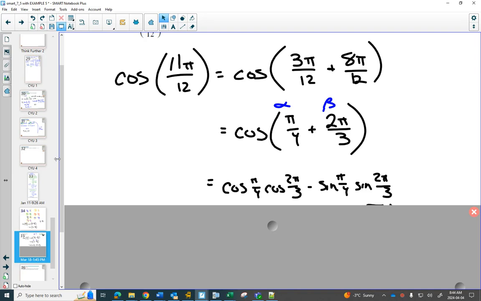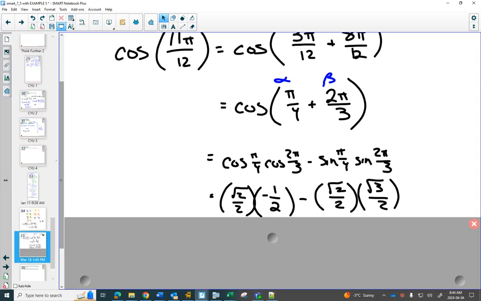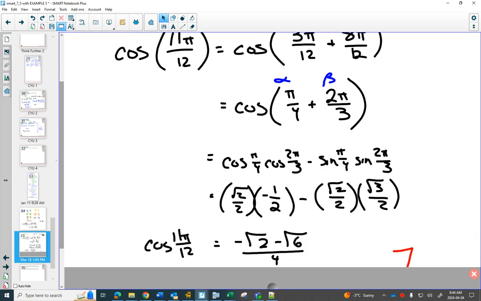Once again, being careful if things are positive or negative. So pi over 4 is nice because it's always in quadrant 1, it's positive, but cos of 2 pi over 3 is negative because it's in quadrant 2. And once again, how do you multiply fractions? Multiply the tops, multiply the bottoms. That'll give us a common denominator of 4 for each one. And we get that cos of 11 pi over 12 is negative root 2 minus root 6, all over 4. Question?